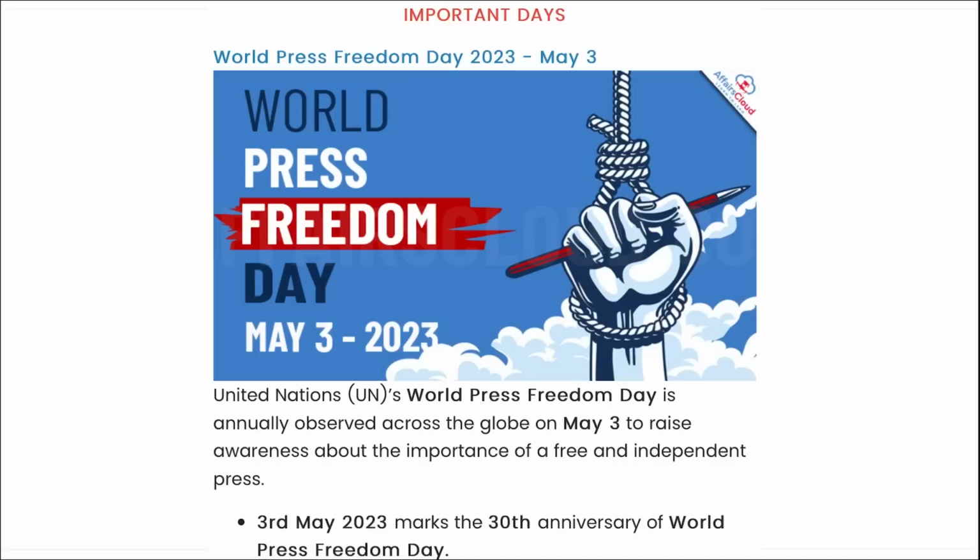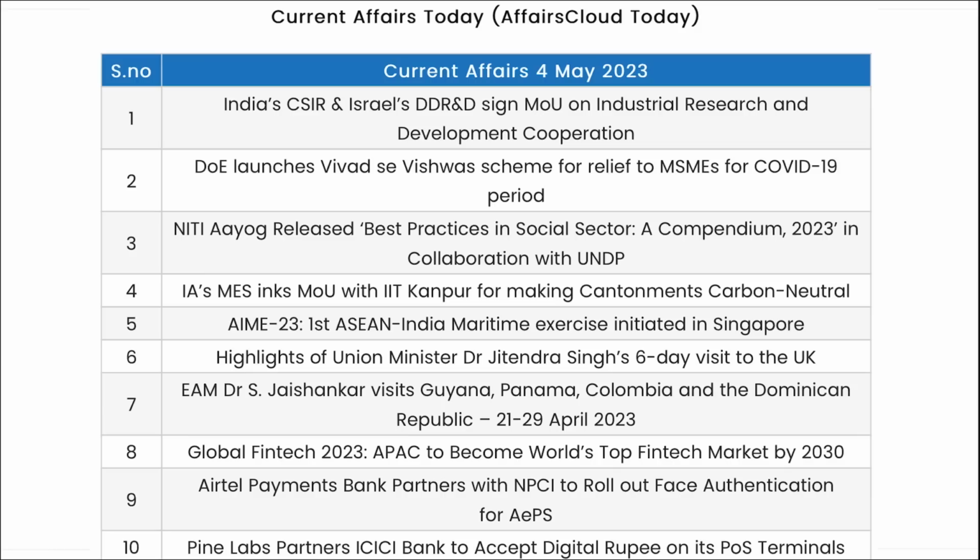So friends, that's all for today. Let's revise all the current affairs. India's CSIR and Israel's DDR&D, they signed an MOU on Industrial Research and Development Cooperation.